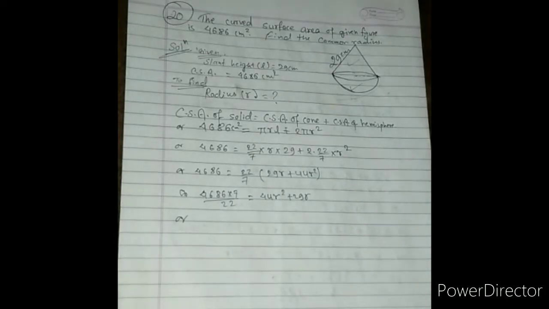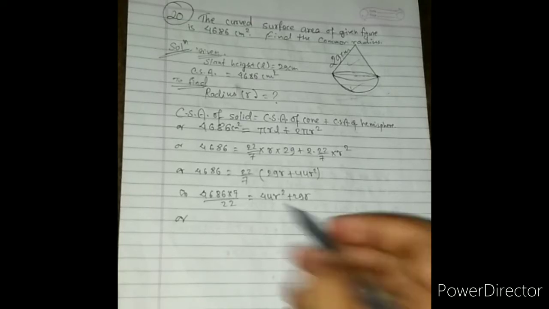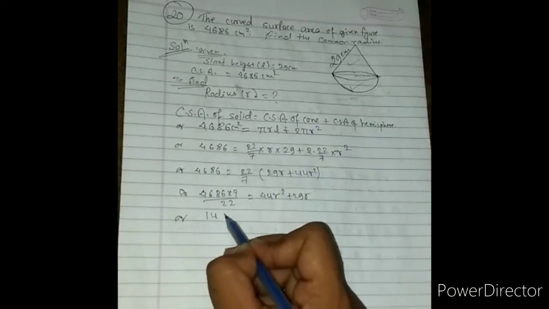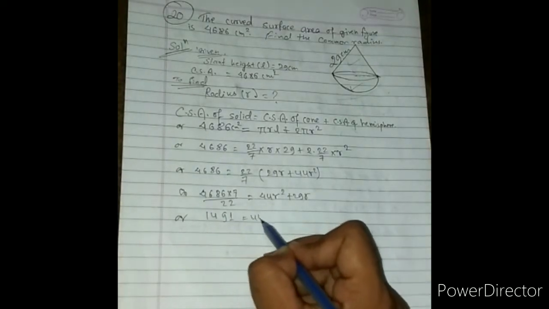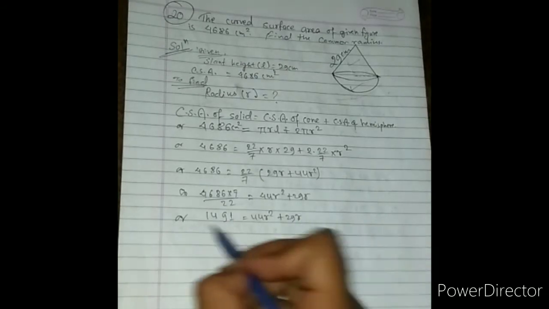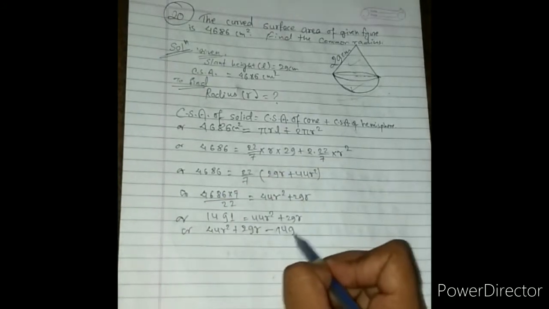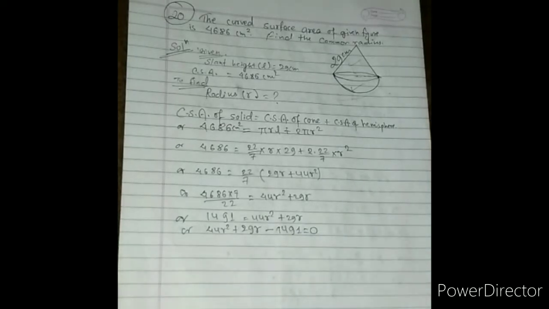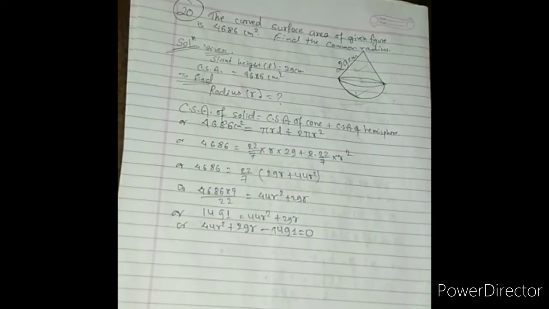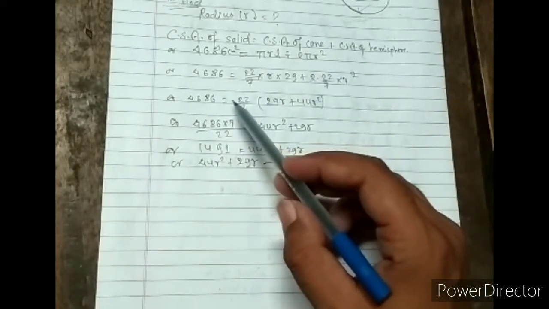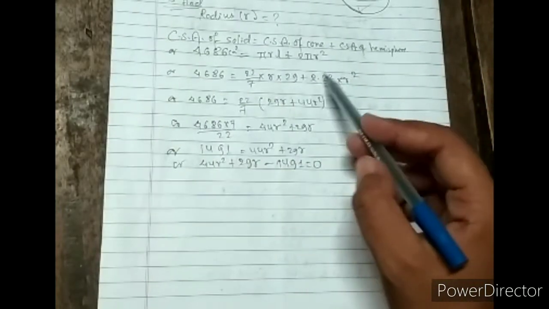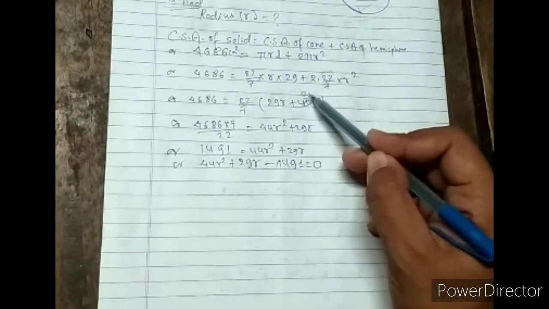How much will it be? 4686 into 7 divided by 22 is 1491, equals 44r square plus 29r. Now taking this side, minus 1491 equals 0. Now is there any common factor? From 2 pi r square, pi is common, so 22/7 we take, and 2r square will be left.